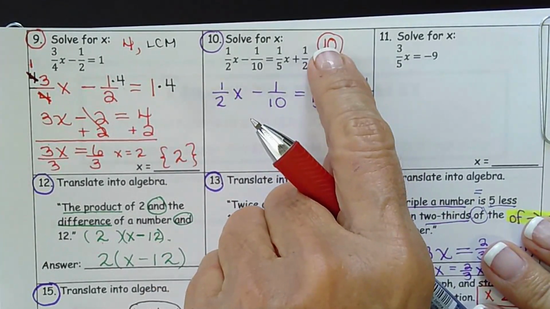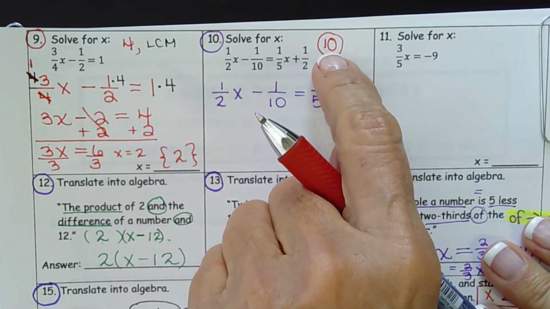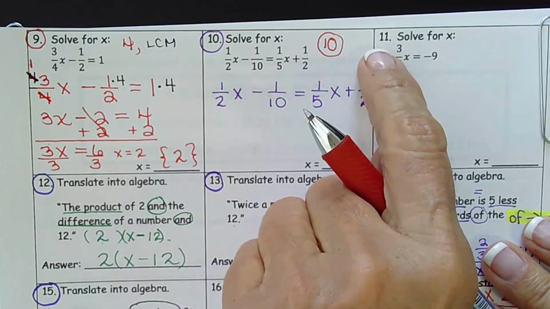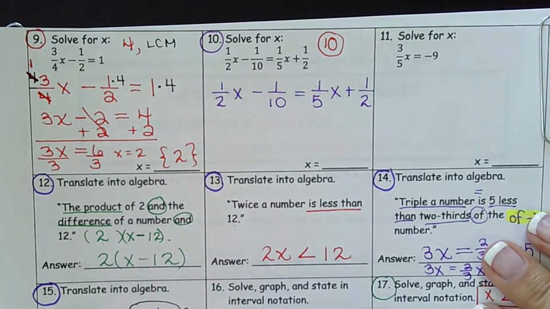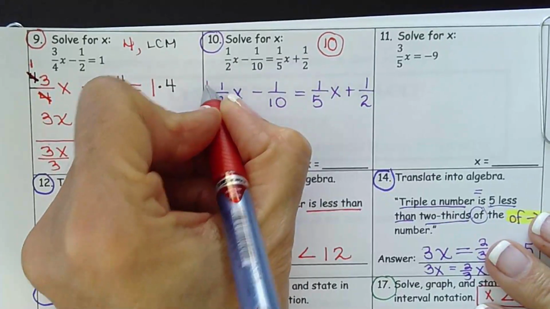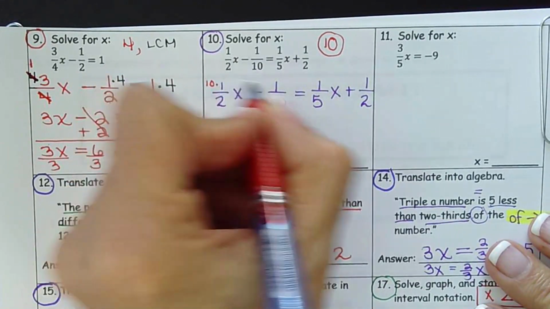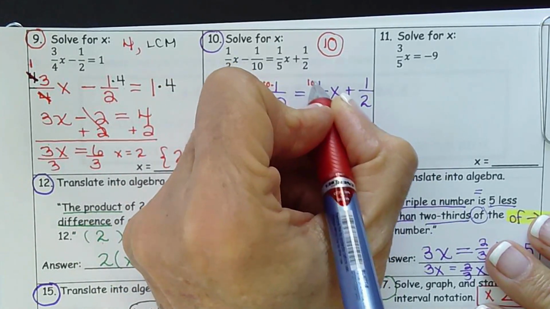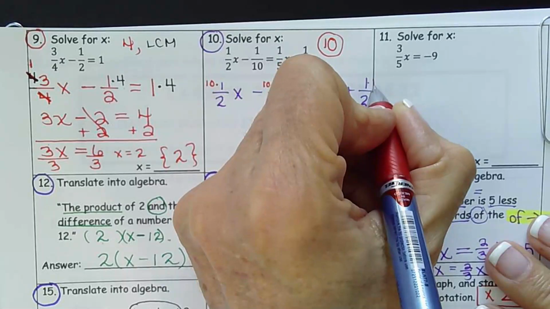Same here. 10 times 1 is 10, it worked. But if it didn't, then you do 10 times 2, 20. See if that works. 10 times 3, 30. See if that works. And then just to remind you, every numerator, whether it's a fraction or not, in this case they're all fractions, gets multiplied by 10.